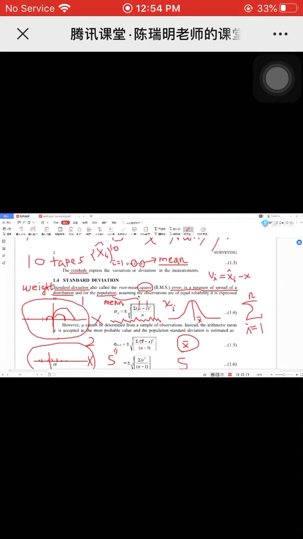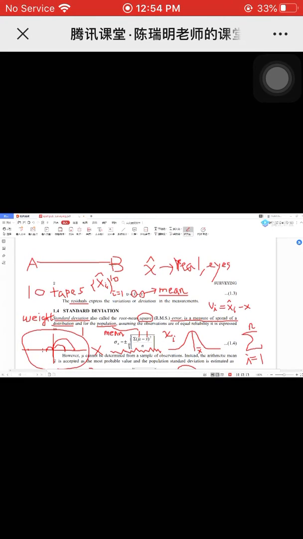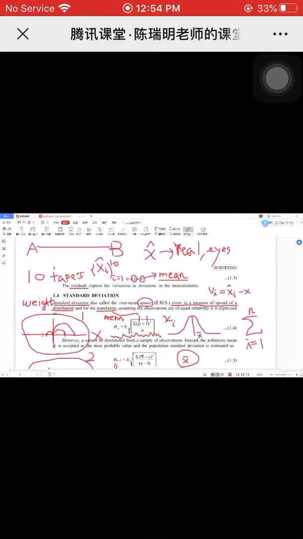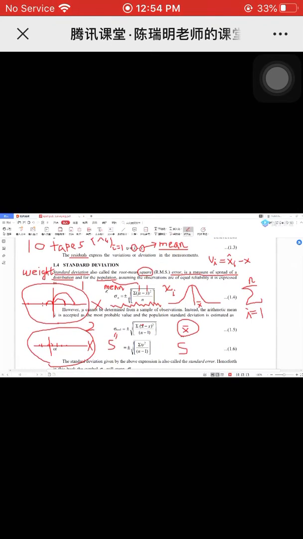Sample standard deviation. We use this one very often. As a surveyor, you use this one very often, because you don't know the population. If you know the population, why bother doing the measurement? So it's kind of contradictory, right? It means that you don't know this one. In principle, you don't need to know this one. All you can do is use this one to approximate this one.